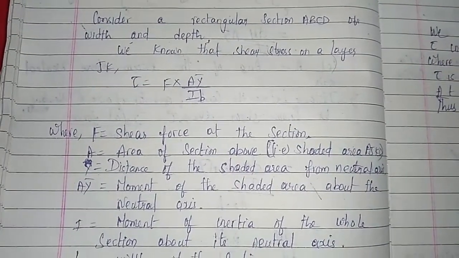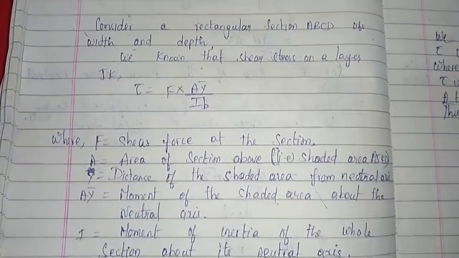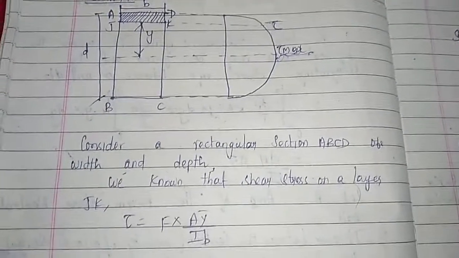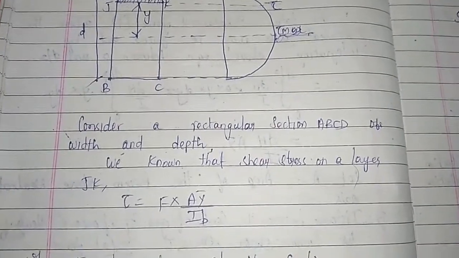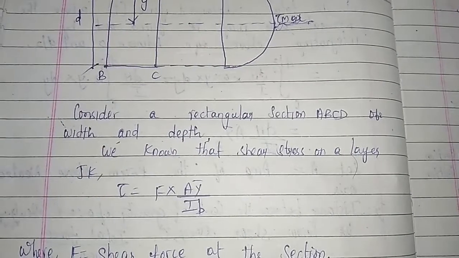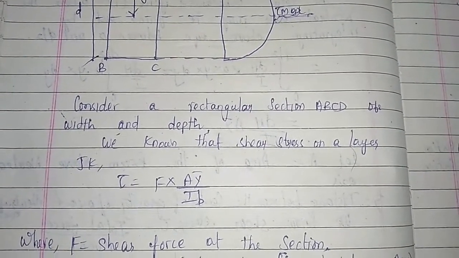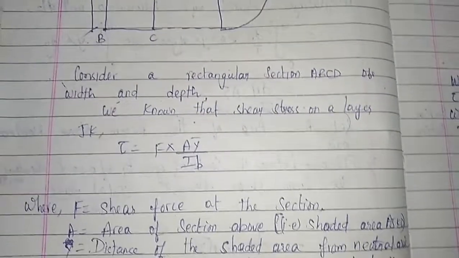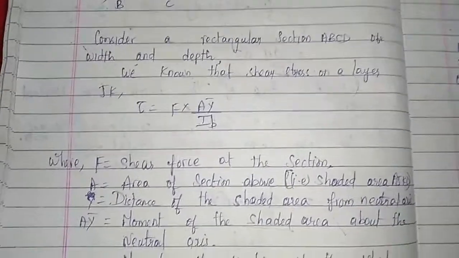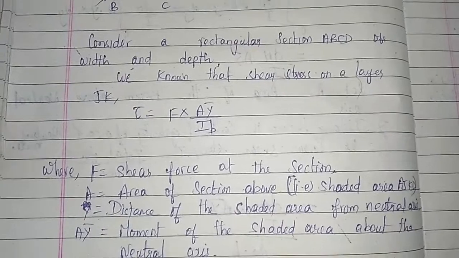We know the shear stress on a layer JK, tau. What is the shear stress equation? Tau is equal to F into A y bar by I B, that we found in the previous lecture on the shear stress equation. Now we will find the equation. We have derived it, right? That is also there on YouTube. You can go through that.